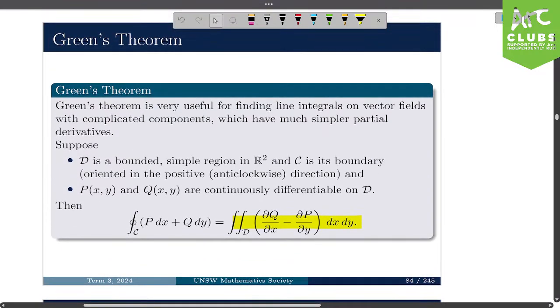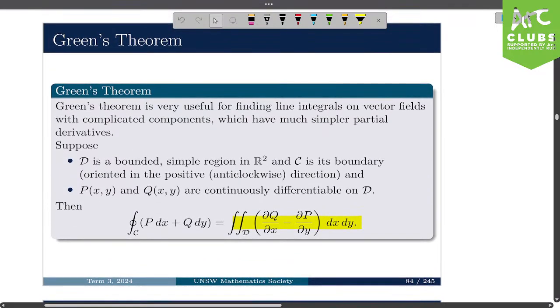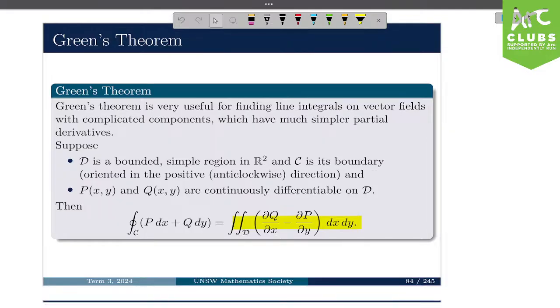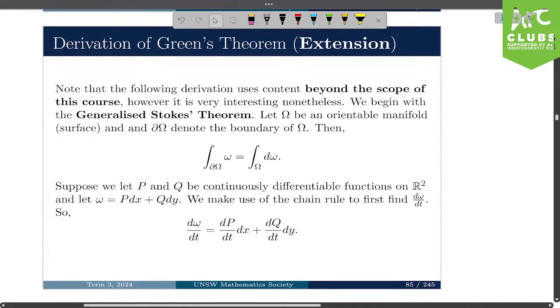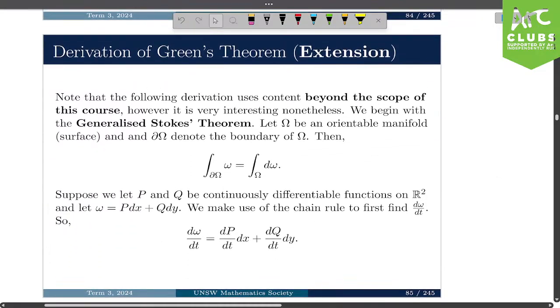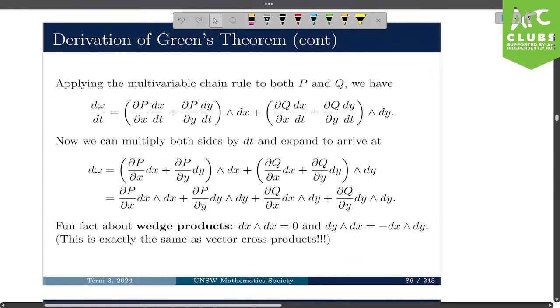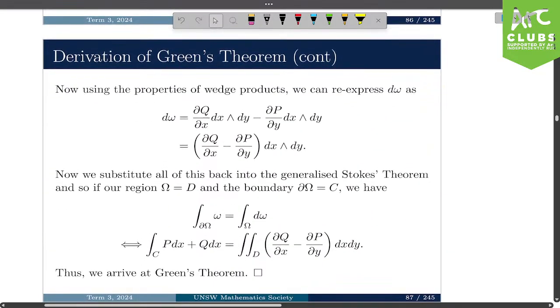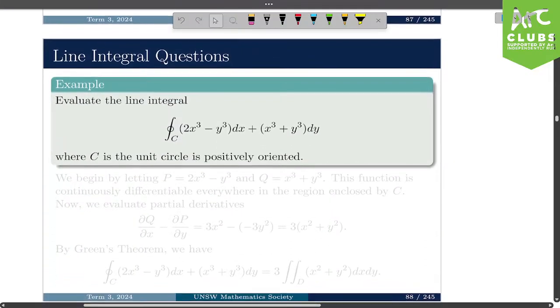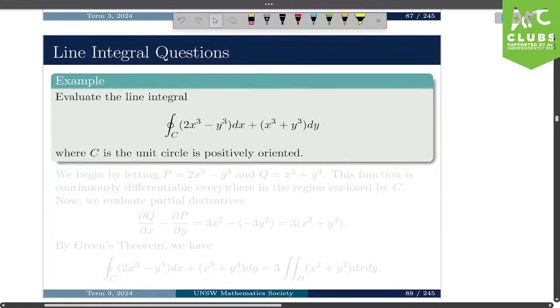So I've thrown in a little proof of Green's theorem. This stuff is purely out of your own interest if you're interested. It uses some pretty complicated stuff, so you can pause this and have a look at this. I think it's very interesting. But yeah, you don't need to know this stuff, but you can pause it and have a look if you're interested. But yeah, so we're actually going to use Green's theorem now. So we're going to see why this theorem is so great.